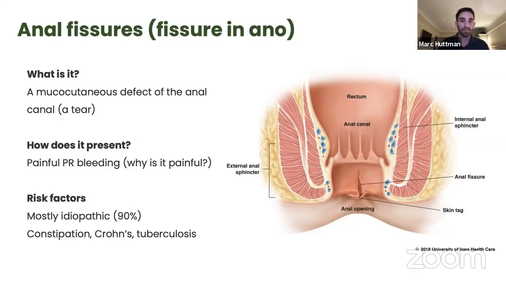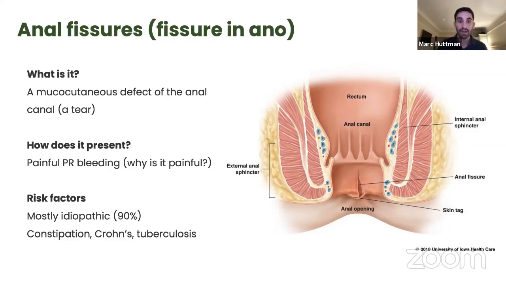So why is it painful? Remember, below that pectinate line is basically skin. We've said it's non-keratinized squamous epithelium, it's part of the ectoderm, and therefore the innervation, if you go back to that table, is somatic, it's part of the dermatome, it's S3 or 4 or whatever, and you feel it, that's why it's painful.